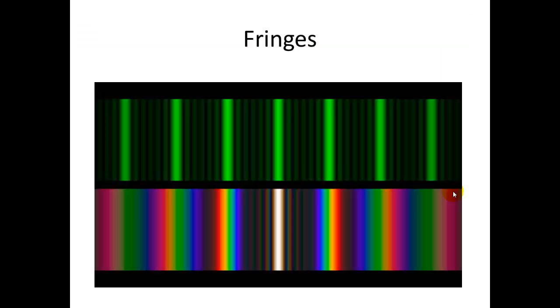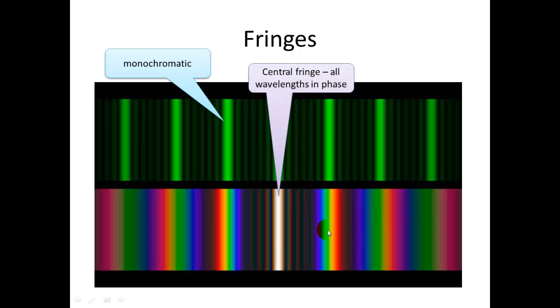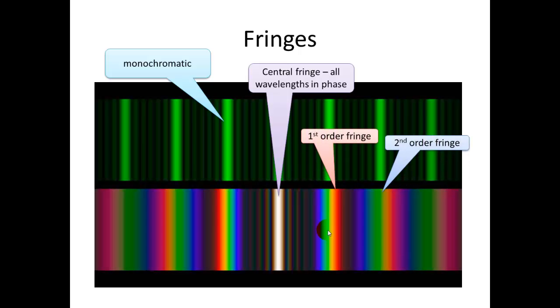So this is what it looks like. This is what the fringes look like. If it were just one color, green, it would look like this. But we have white light which separates into the different wavelengths. So this is the first order, this is the second order, and also there will be a third order one there.